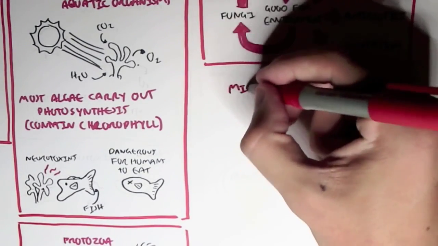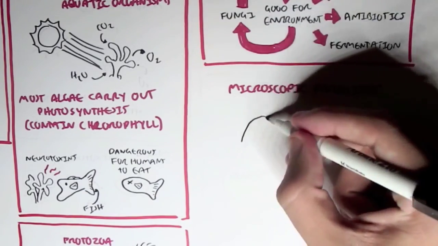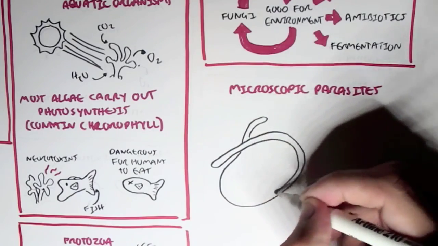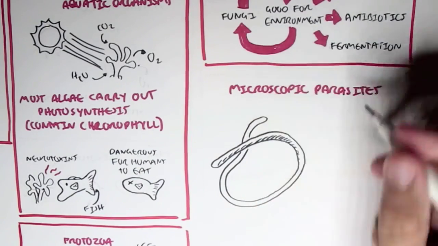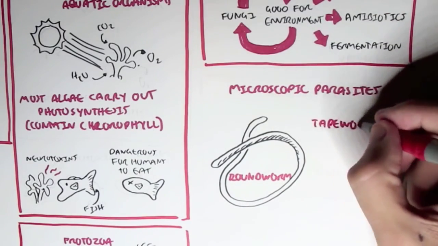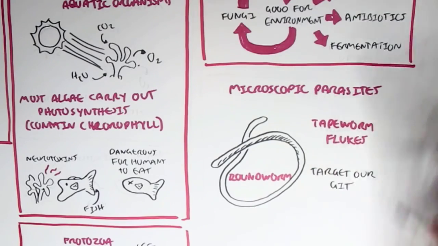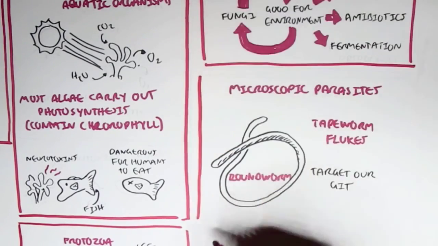The other type of eukaryote is what's called the microscopic parasites. They are called microscopic because normal parasites are quite large, and so that is why we call these microscopic parasites. And they include roundworms, tapeworms, and what's called flukes. And these types of worms usually target our gastrointestinal tract and may cause some problems.